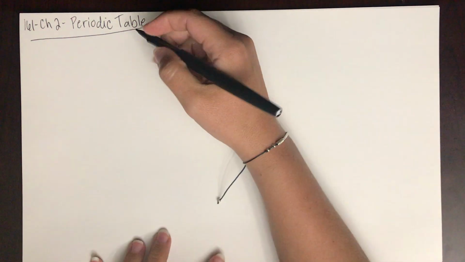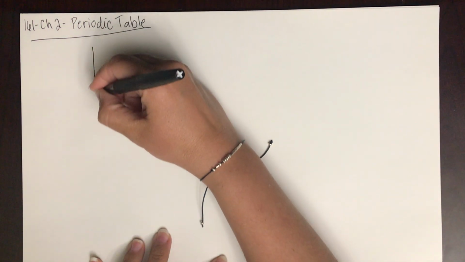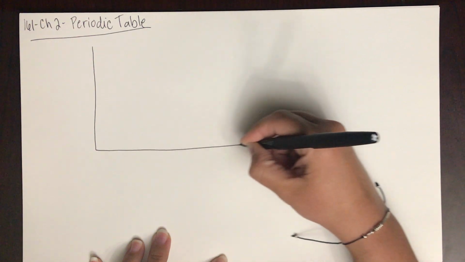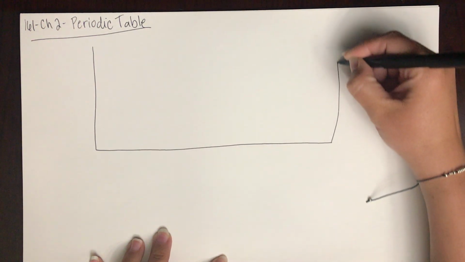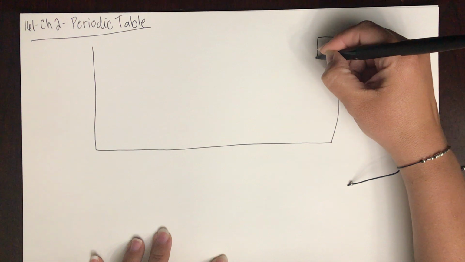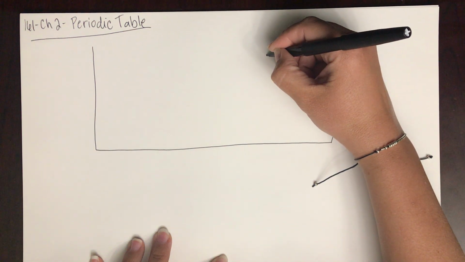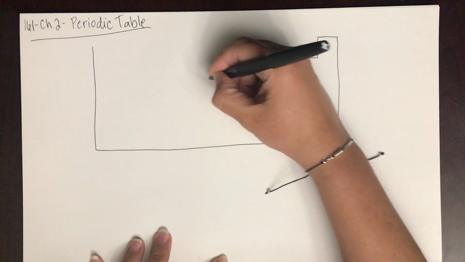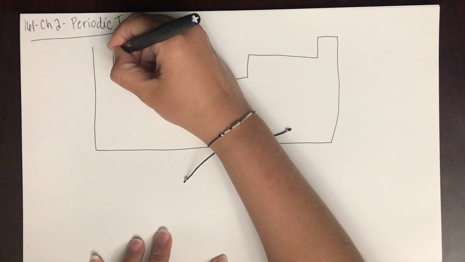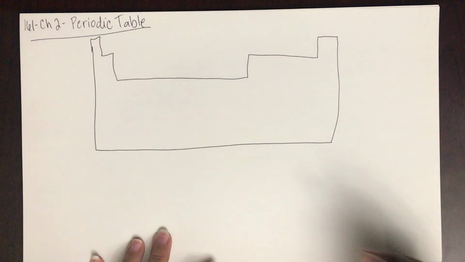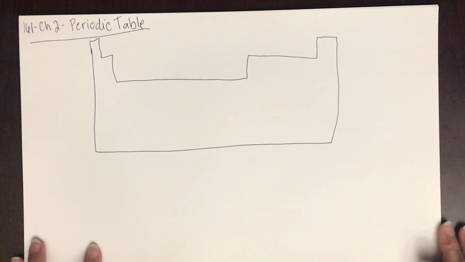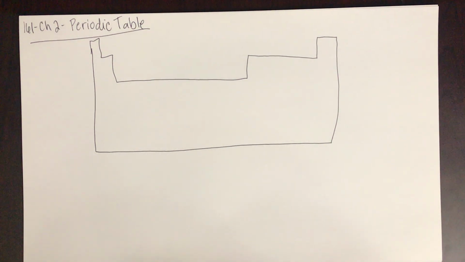So I'm going to draw a really rough version of the periodic table here. Feel free to look at the periodic table in your textbook or on the PowerPoint slides and follow along. But I'm just going to draw on this one so we can color code what's happening here.